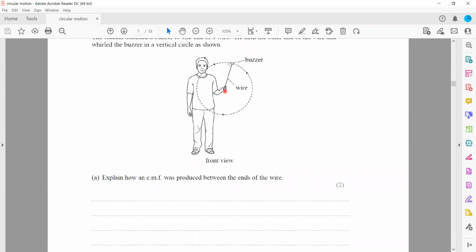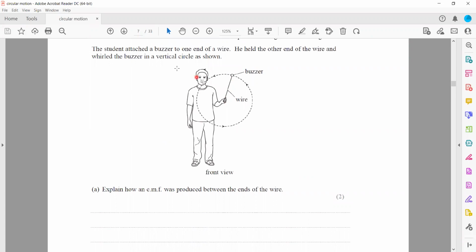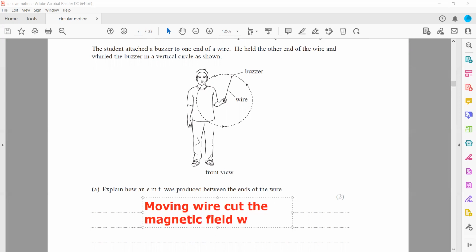So there is a wire. Why is there an EMF induced? This is related to electromagnetic induction. When this object, the moving wire, changes the magnetic field or cuts the magnetic flux, that's why it induces EMF. So the moving wire will cut the magnetic field, which will induce electromotive force or EMF.